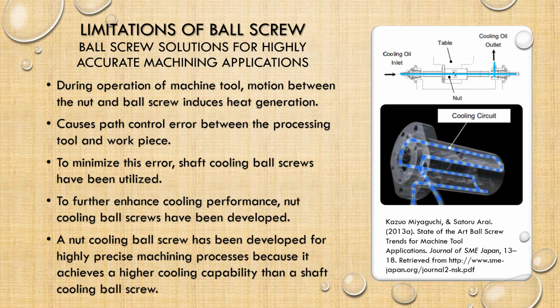Limitation of ball screw. During operation of a machine tool, motion between the nut and the ball screw induces heat generation. This causes path control error between the processing tool and a workpiece. To minimize this error, shaft cooling ball screws have been utilized. To further enhance the cooling performance, the nut cooling ball screw has been developed for high precision machining processes because it achieves a higher cooling capability than a shaft cooling ball screw.